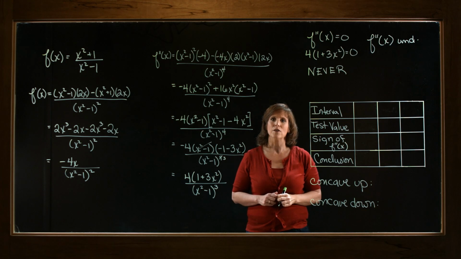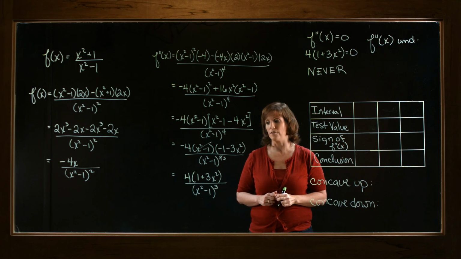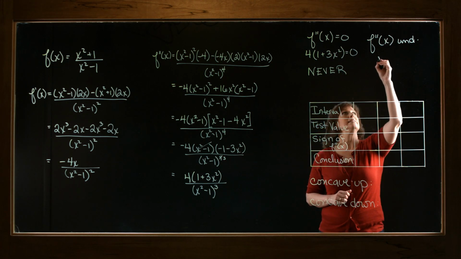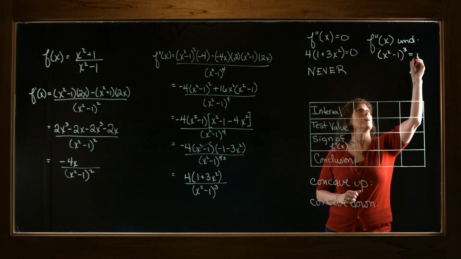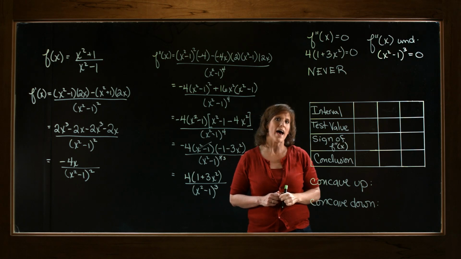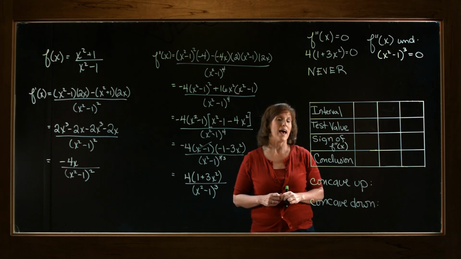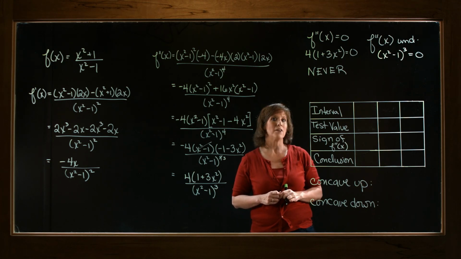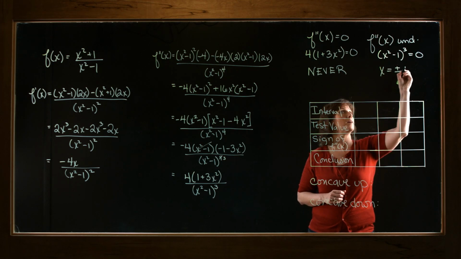So let's move on and look at when the second derivative is undefined. Again, the second derivative is a fraction. It's undefined when the denominator is 0. That means that x squared minus 1 to the third power equals 0. Well, with a little bit of algebra, we can see that this will turn out to be a difference of squares. And by solving difference of squares, we'll see that that denominator is 0 when x is both plus or minus 1.